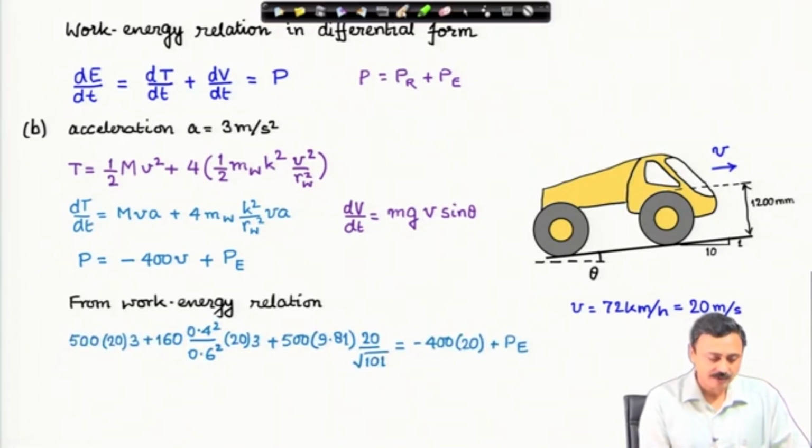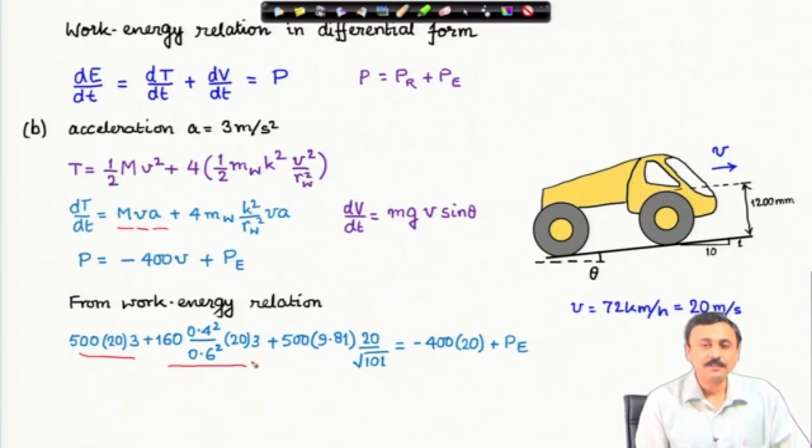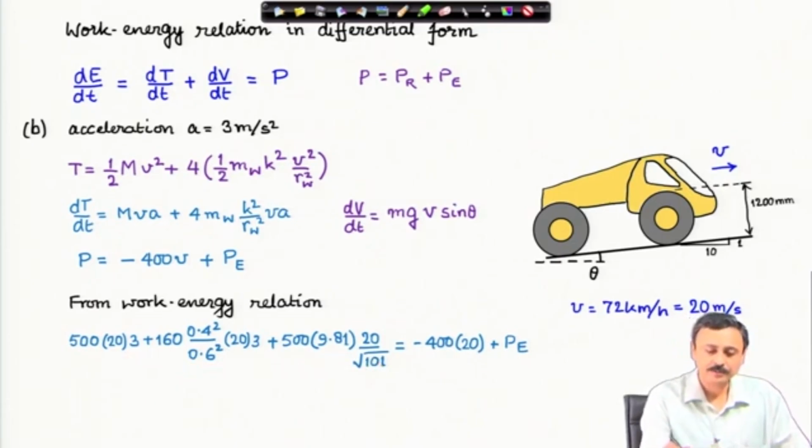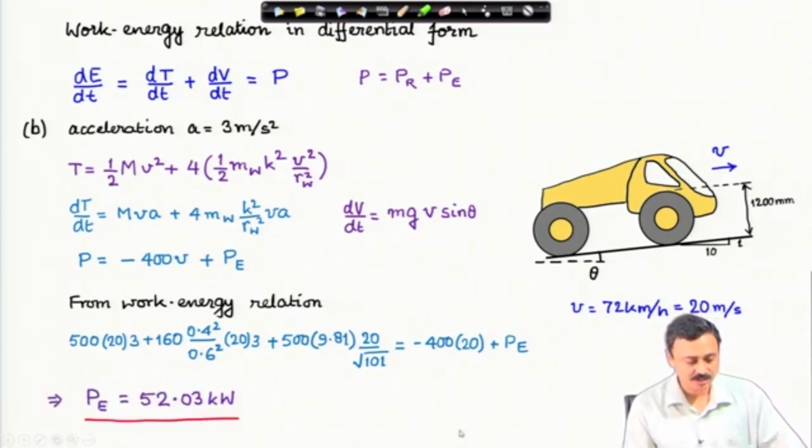I have plugged in these values. You can see this, mass times velocity times acceleration. This is the translational part, the rate of change of translational kinetic energy. This gives us the rate of change of the rotational kinetic energy. This is the rate of change of potential energy, and that is equal to the power. And it is straightforward to calculate that power fed by the engine into the system is 52.03 kilowatt. That completes this problem.